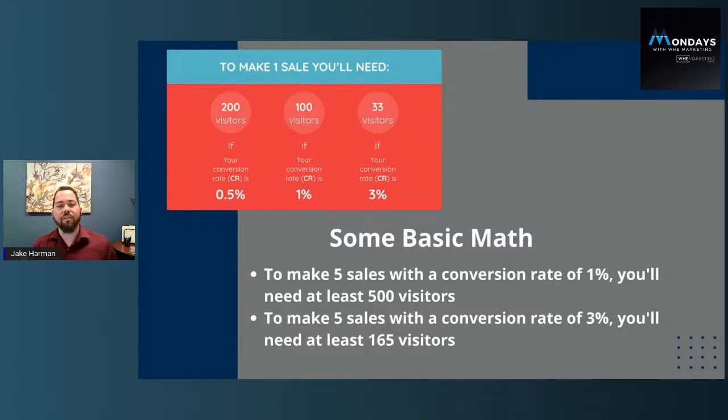If you can see in the graphic in the top left, that's a simple version: you'll need 200 visitors if your conversion rate is 0.5% to make one sale. If you have a conversion rate of 1%, you'll need 100 visitors. We'll talk more about conversion rates and these sales in just a moment. But to take it a step further, say you want to make 5 sales in the year, and you have a 1% conversion rate on your ads. It means you're going to need at least 500 people to not only see your ad, but then go into your Facebook page, check you out, hopefully get to your website, sign up for a newsletter, things like that, in order to get those 5 sales.